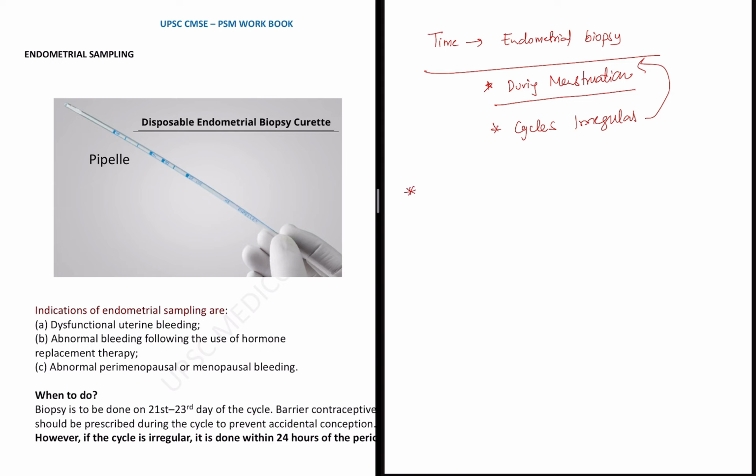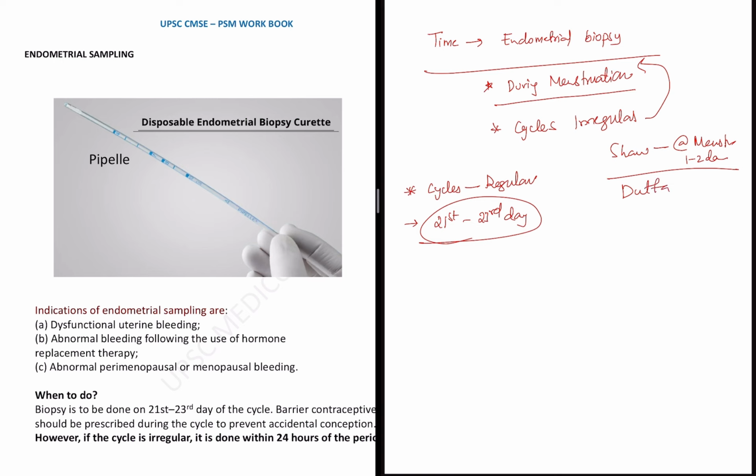But if you know exactly the cycles are regular, you can do this endometrial sampling between 21st to 23rd day. There is a controversy here because Shaw's textbook of gynecology mentions it as at the time of menstruation, or 1 to 2 days before menstruation, whereas Dutta definitely mentions it during menstruation. But if the cycles are regular, you can do it between 21st to 23rd day of the cycle.